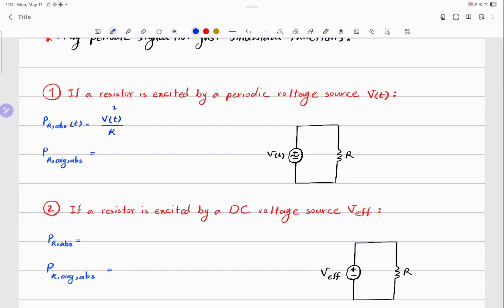Now, what is the average power absorbed by R? I should take the average of that guy. V squared over R, I should take its average, right? So how do I take its average? Because I know the period T, it's 1 over T, sorry, integral from 0 to T, V squared over R. That's just averaging the signal.